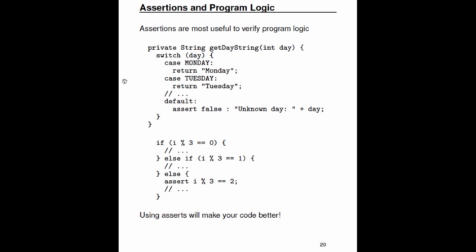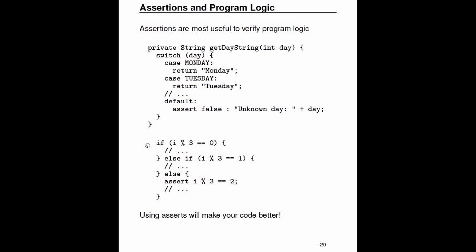Assertions can also be used to verify program logic. So let's say you're doing a switch statement on a day, and you cover every day of the week. If you get down to the default, it means that you've missed a day of the week, and that's a pretty severe thing. So I'm just going to say assert false. Say, whoa, if I get here, I've got an unknown day. I don't even know what that is. That's a pretty severe thing, because it means that this code has a fundamental misunderstanding about the various values of day.